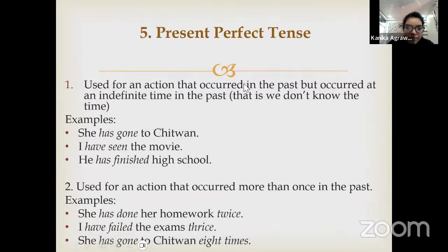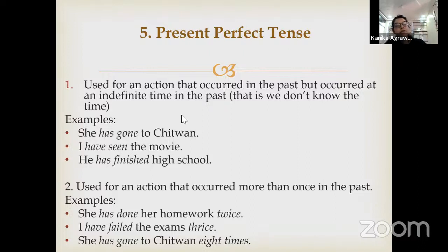Present perfect tense. It is used for an action which occurred in the past, but occurred at an indefinite time in the past. That is, we don't know the time. Let's say, for example, she has gone to Chitwan. I have seen the movie. He has finished high school. Let's say someone asks you, have you seen XYZ movie? Like any movie. Let's say Kabaddi movie, okay?